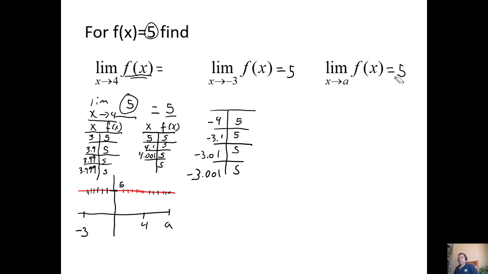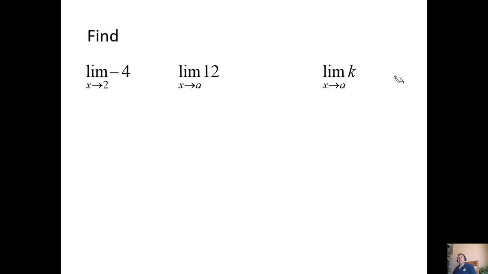And so based off of this example, go ahead and try these. Pause the video, try these problems, and then resume the video and see if you did them right. Okay, so we want to find the limit as x approaches 2 of the constant function whose output is always negative 4. Well, if your output is always negative 4, then it should make sense that your limit is negative 4.